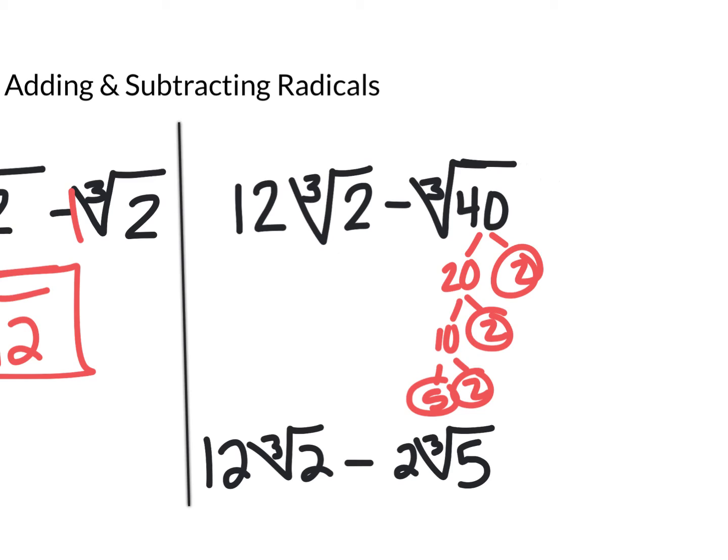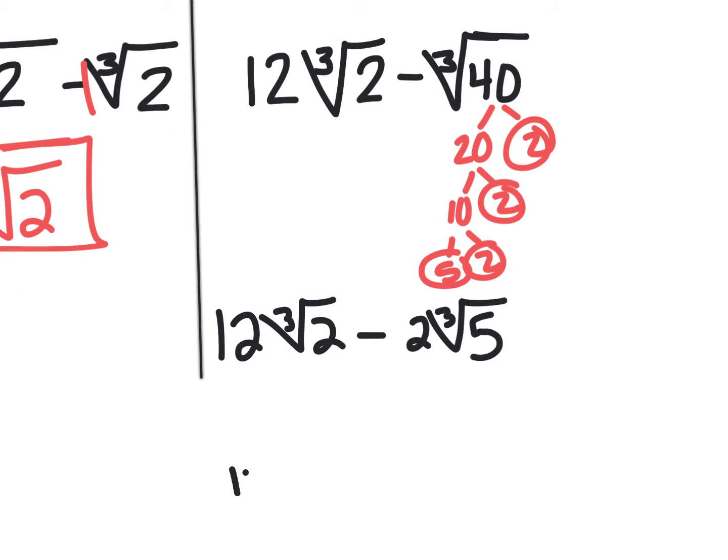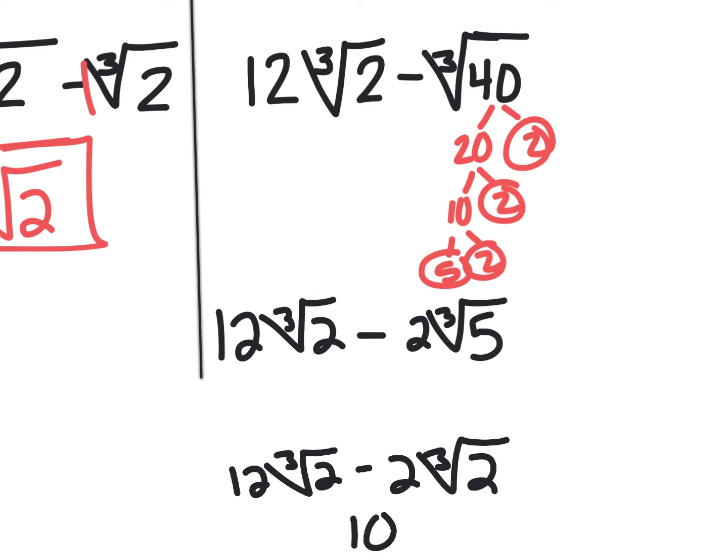So I look at this and I compare: are my radicals identical? They're not. So that's as far as I can go. Now, if it had simplified to a cube root of 2, I would be able to combine it. So what I mean is if it had been 12 times the cube root of 2 minus 2 times the cube root of 2, you can combine and make 10 times the cube root of 2.